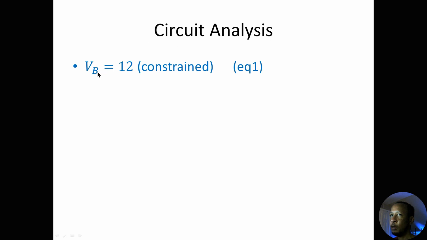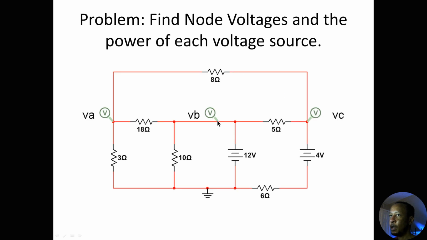Okay, so first at VB we have 12 volts. That's constrained, and that becomes equation 1 because as you can see here, at node VB you have 12 volts across it, right? From there to ground. Okay, so that's constrained. So VB automatically equals 12 volts.